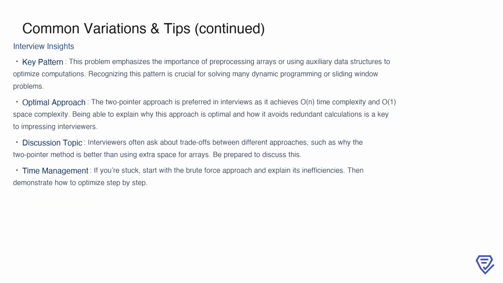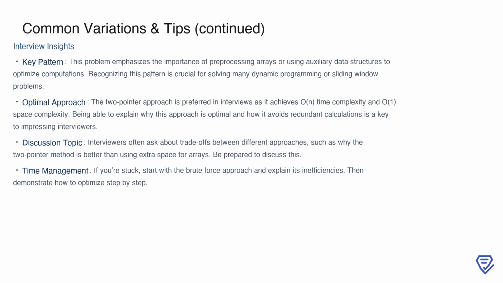In interviews, the trapping rainwater problem highlights key problem-solving patterns and trade-offs that are invaluable to understand. A critical takeaway is recognizing the importance of pre-processing arrays or leveraging auxiliary data structures to optimize computations. This pattern is common in dynamic programming and sliding window problems, so mastering it has broader applications. The two-pointer approach stands out as the optimal solution, achieving O(n) time complexity and O(1) space complexity.